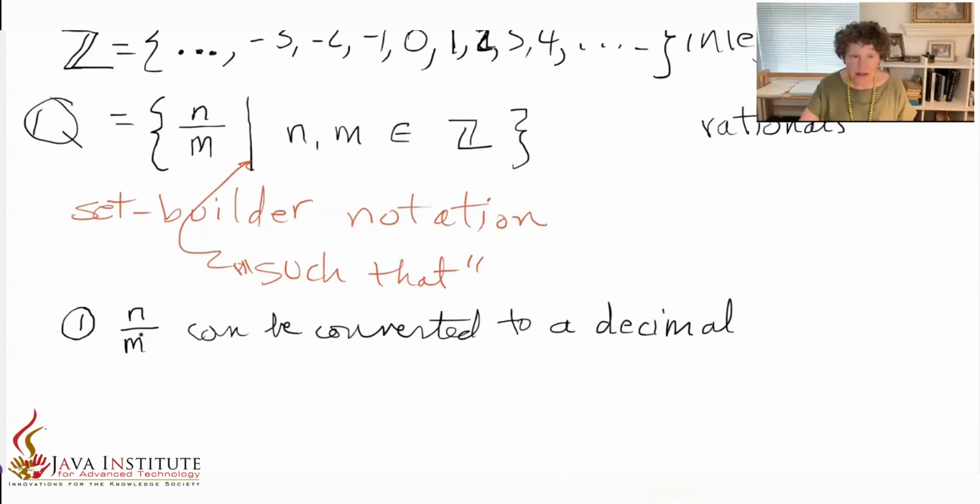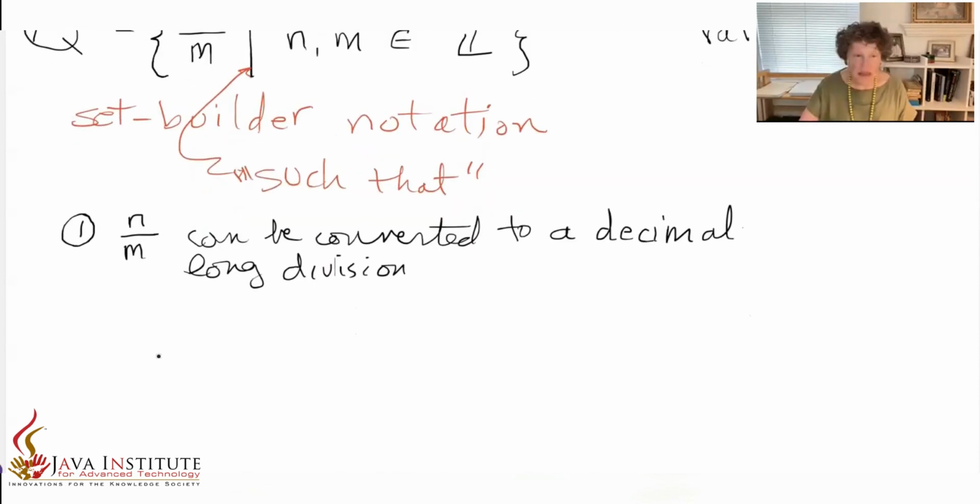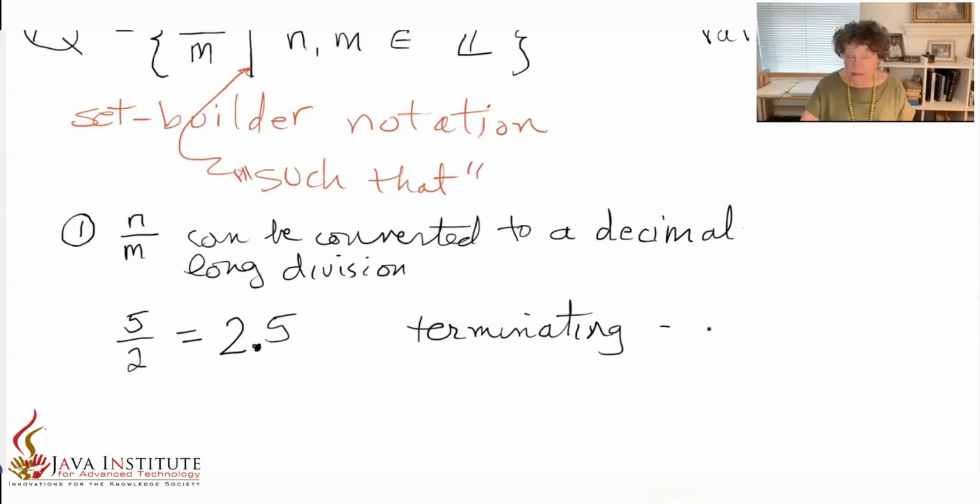And we do that by long division. And if we have something like 5 over 2, when we convert it, we'll get 2.5. We didn't do a problem like this yesterday, but I know you've seen problems like this way back. And we call this a terminating decimal, because terminate means end or stop. So we do the long division and it terminates.